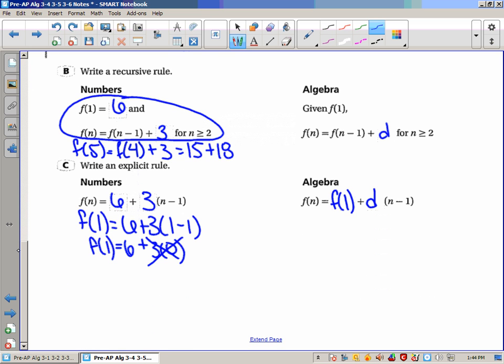So there are very similar things between a recursive rule and an explicit rule. The difference is that in an explicit rule, I do not have to know the term before it in order to find the term in that position of the sequence. So if I wanted to find the number in the 10th position, I would do 6 plus 3 times 10 minus 1. 10 minus 1 is 9. 3 times 9 is 27. 6 plus 27 is 33. So f of 10 is 33. This way you can just find whatever term you want. But with recursive, you have to know the one before it in order to get the next.